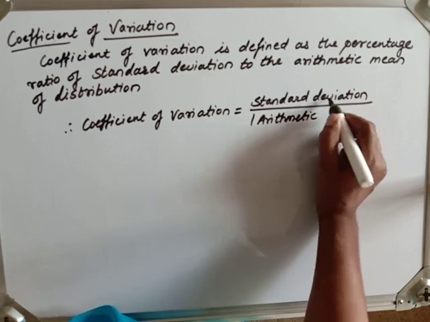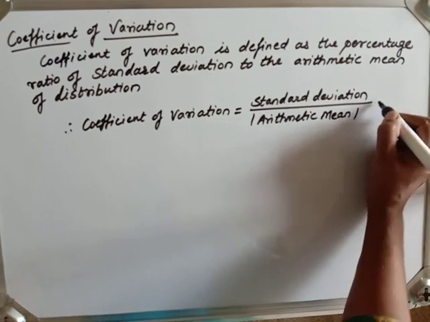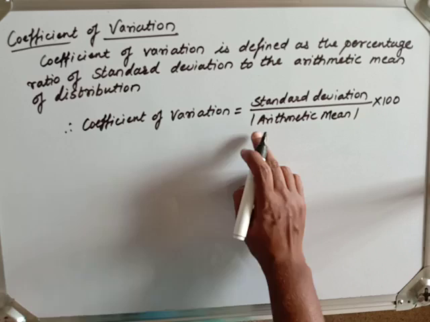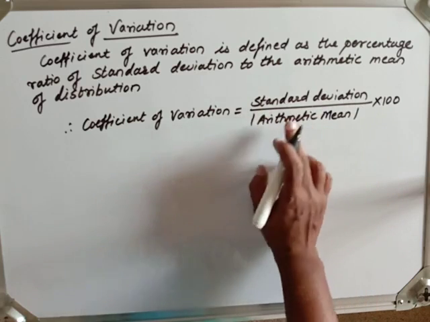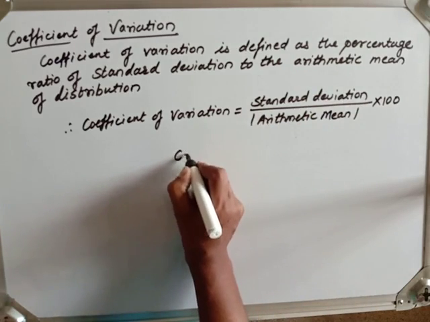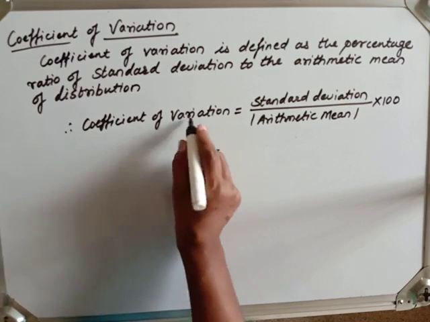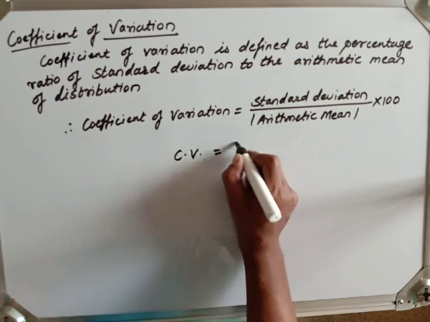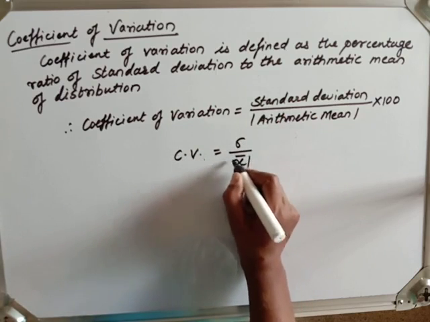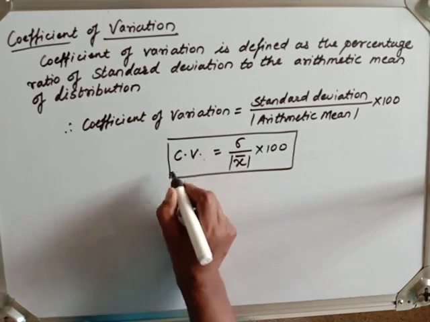Standard deviation is a positive square root, so there is no need of a mod function. Here we take a modulus of the mean and multiply by 100, the percentage ratio of the standard deviation to the arithmetic mean of distribution. It is denoted by CV, the coefficient of variation. Standard deviation has the notation sigma, arithmetic mean has the notation x bar, so CV is sigma upon mod of x bar multiplied by 100. In symbolical form we can write it as such.